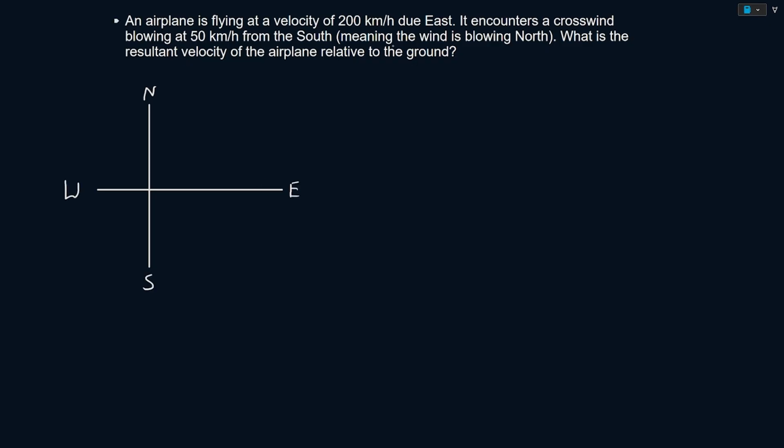The airplane is flying with a velocity of 200 kilometers an hour due east. Then it is going along the x-axis. The crosswind is blowing at 50 kilometers an hour from the south, meaning that the wind is blowing north. Then it is going along the positive y-axis. And the resultant velocity of the airplane will be somewhere out here. In order to find the resultant velocity of the airplane, we must find the x and y components of the velocity of the airplane and the wind.